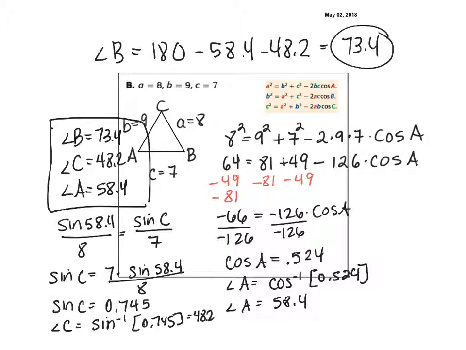All right, so we found all the angles. So we had all the sides. This is an SSS triangle, and I hope this wasn't too messy.